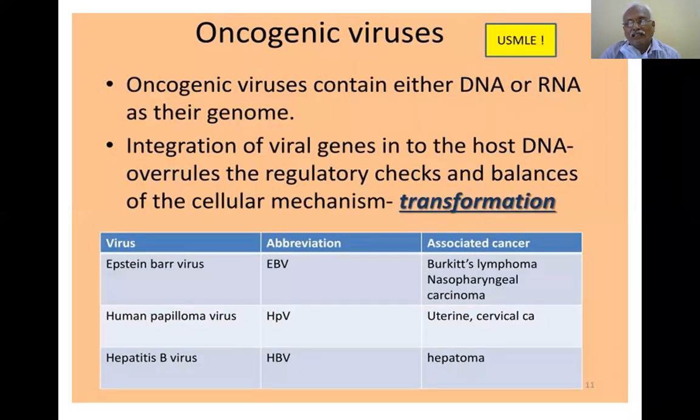All said and done, the small children will escape the development of cancers, but as we live longer, we have to face the drama of cancers. So remember, Epstein-Barr virus, abbreviated as EBV, will lead to Burkitt's lymphoma and nasopharyngeal carcinoma.